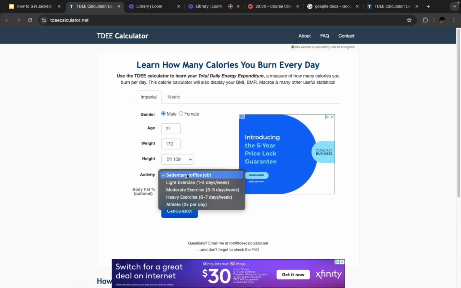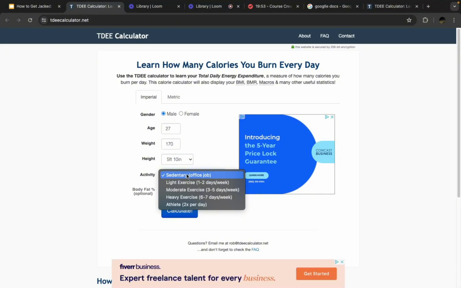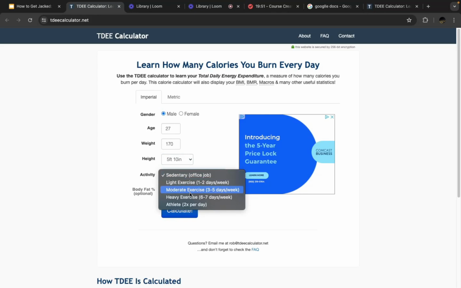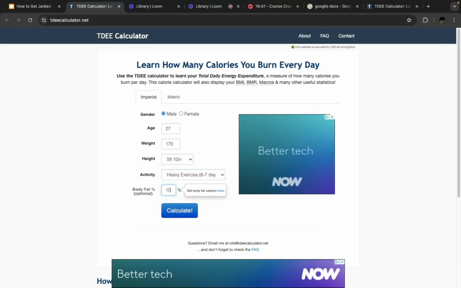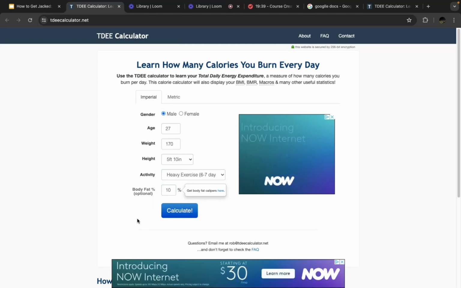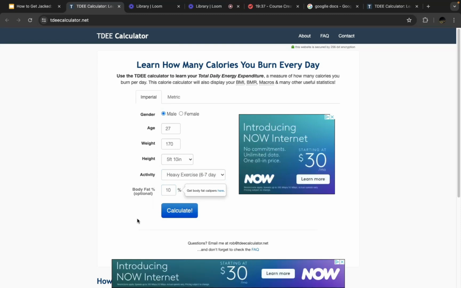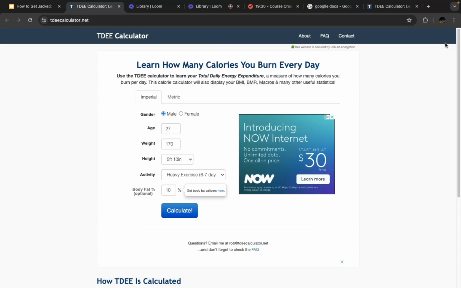Now your activity level. We're going to go into further detail about your activity level later, but for now, I'm going to put heavy exercise. Body fat, 10%, probably lower, but we'll say 10%. And so your body fat, when you're entering this, you want to take your best estimate. I highly recommend you Google body fat percentage image photographs so you have an idea as to what yours is.